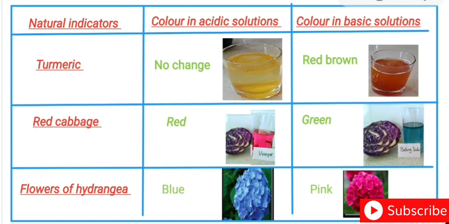Red cabbage. If you bring the red cabbage solution in contact with the acidic solution, the color turns to red or reddish pink. But when you bring it in contact with the basic solution, it will turn green. Hydrangea flower. When you bring the hydrangea flower in contact with the acidic solution, it turns blue, and when we bring it in contact with the basic solution, it will turn pink in color. So this is all about your natural indicators.